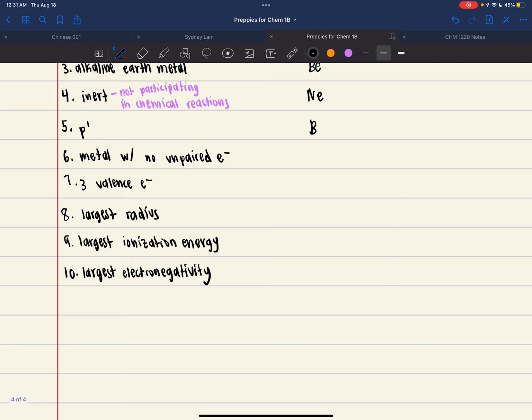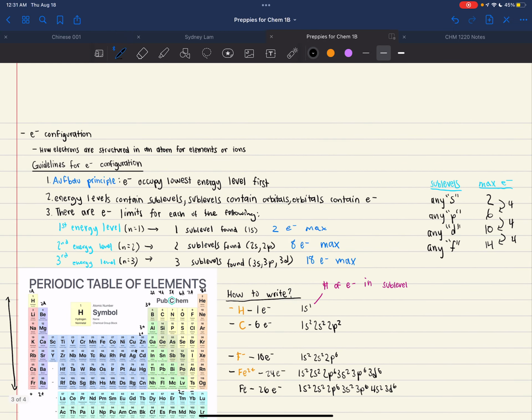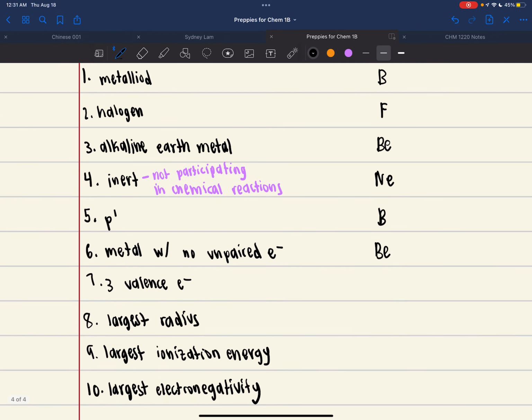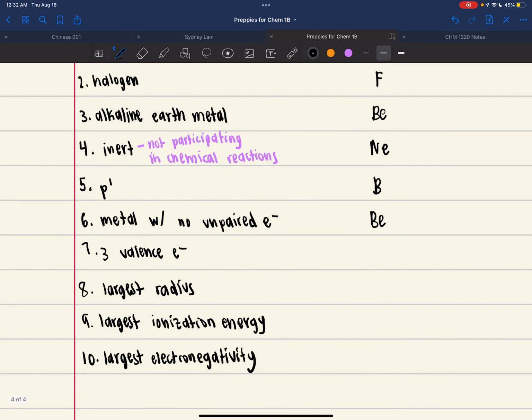A metal with no unpaired electron would be beryllium, because it is in the 2s, and it has 2 electrons in it, and there's 1 orbital, so that means it's paired. 3 valence electrons, that would be boron once again.